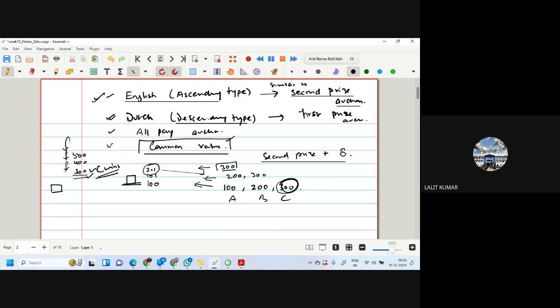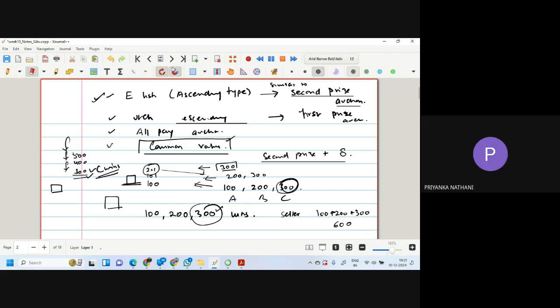The all pay auction is one where you bid simultaneously, for example 100, 200, 300. The one who bid 300 wins, but everybody pays. So the seller will get 100 plus 200 plus 300, which is 600. So this is the all pay auction. Is that okay? Yes. Okay.